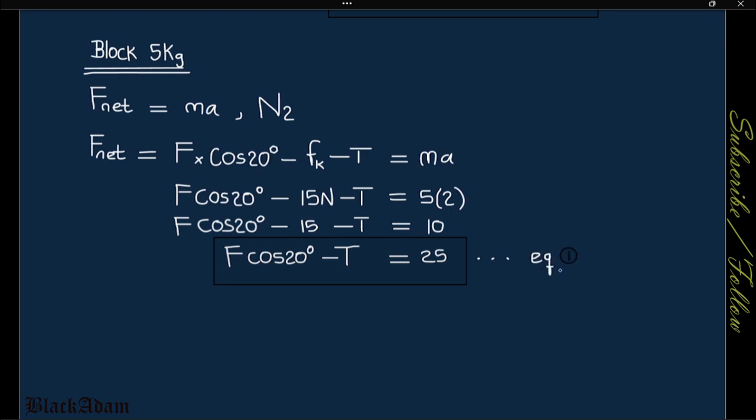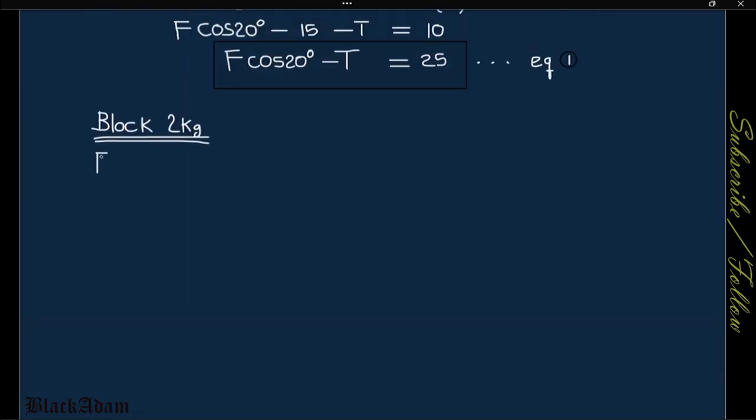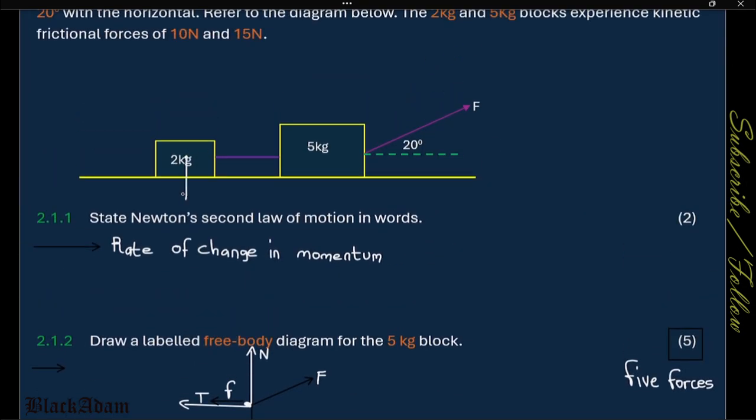Okay, so once you complete Newton's second law on one block, it becomes equation 1 in a simplified version. So now we do the 2 kg block, we do the same thing. For the 2 kg block, we can go back and see what we have. Force net once again is equal to MA, and looking at the problem, we have weight, normal force, tension, and friction.